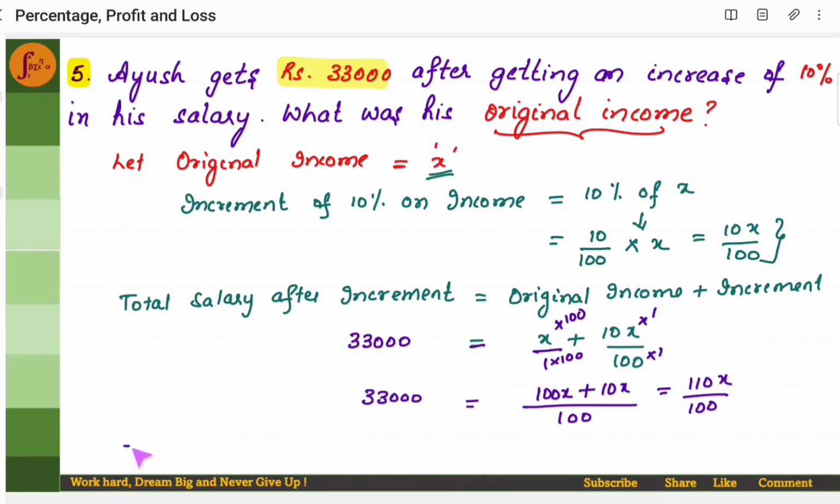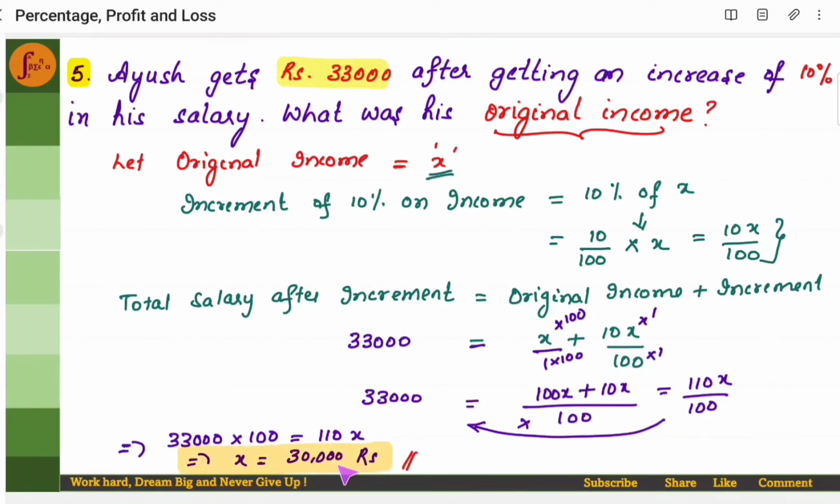Now I'll just try to find x. So this will be 33,000. I'll shift 100 here, so it will become multiplication, 33,000 into 100 is equal to 110x. Now if I calculate this, I'll get x is equal to 30,000 rupees. And what is x? x is original income. So original income is 30,000. After increment, he gets 33,000.